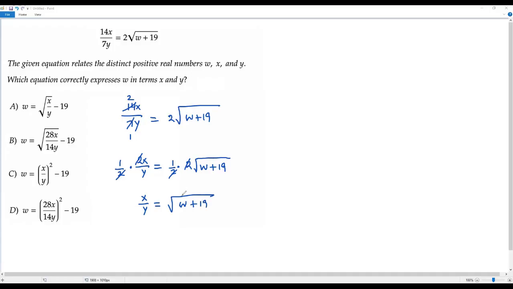Now to get rid of the square root on the right side, let's square both sides of the equation. Okay, let me do it on the left side. Here on the right side, the square root and square will cancel out. The resulting equation is x over y the whole squared equals w plus 19.